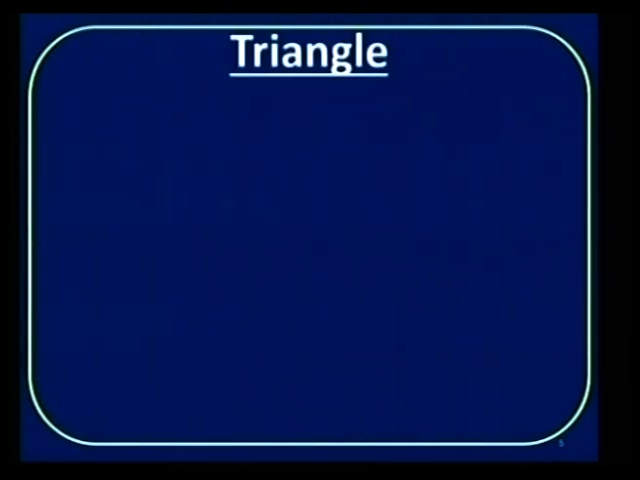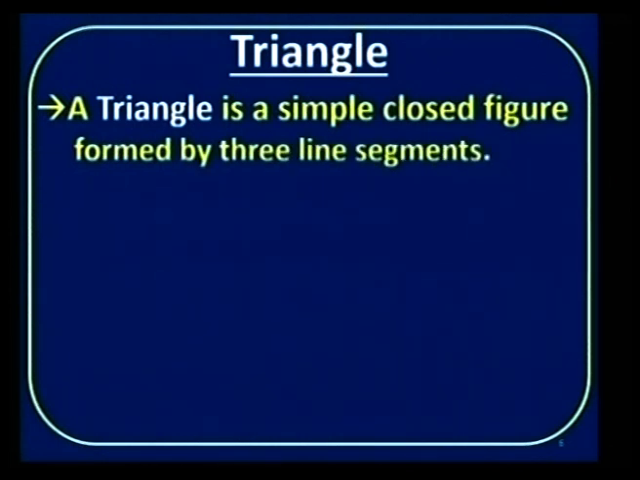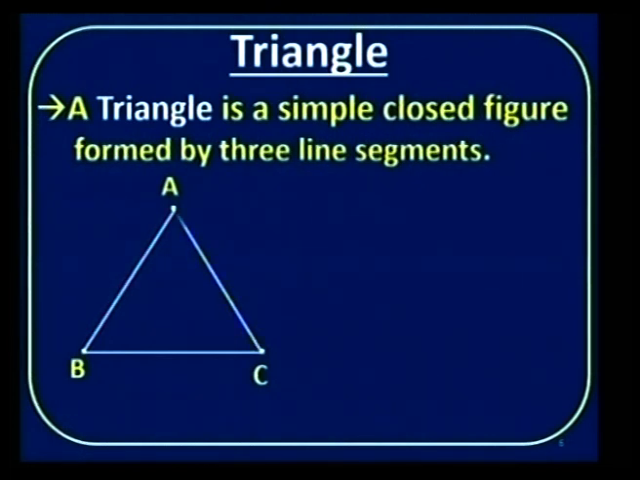Children, now let us understand what a triangle is. A triangle is a simple closed figure formed by 3 line segments. Children, I have taken first point, second point, third point. I named the first one as A, second one as B, third one as C. Now, what am I doing now? I am joining point A with point B, next point B with point C, next point C with point A. Children, can you tell what it is? Yes, it is a triangle, which is a closed figure formed by 3 line segments.